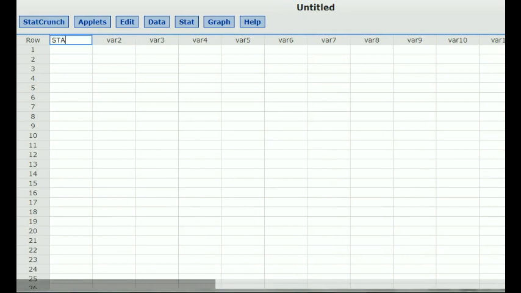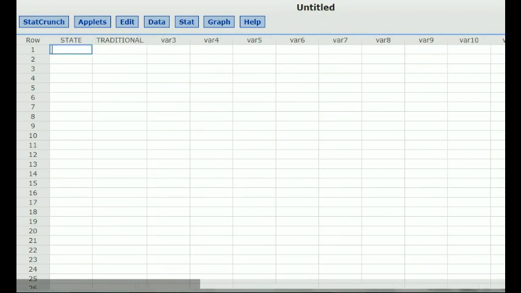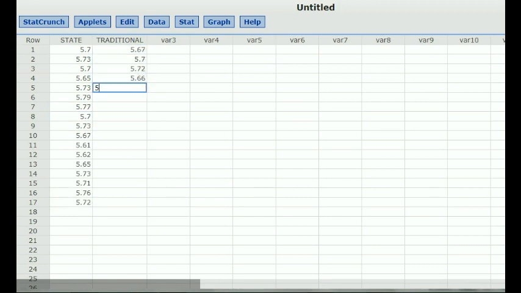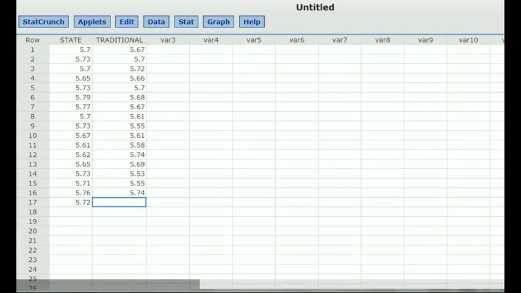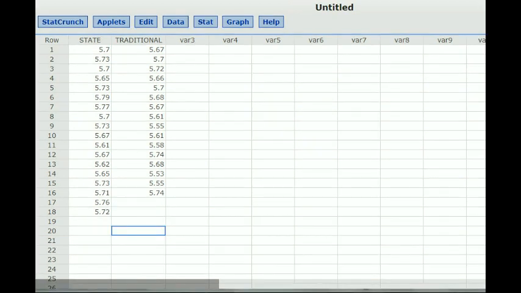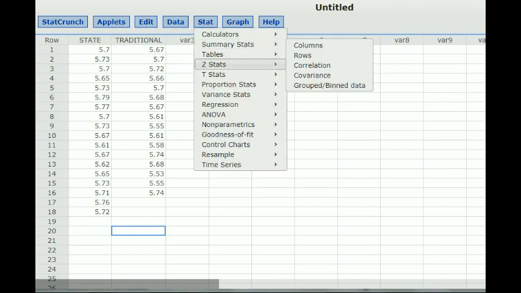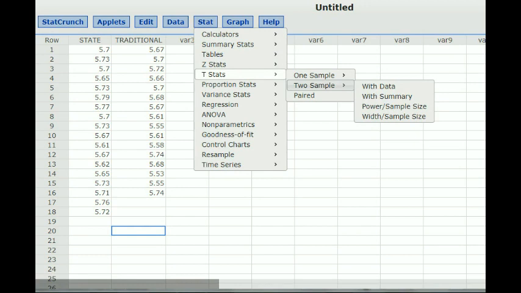So again, the first thing we have to do is enter the data into the table. Okay, notice in this case I'm not going to calculate any differences because these are independent samples, unlike the hotel example, which was dependent samples. Alright, so what I do here is I go to Stat, I go to T-Stats. This time I'm dealing with two samples with data because this is two independent samples.